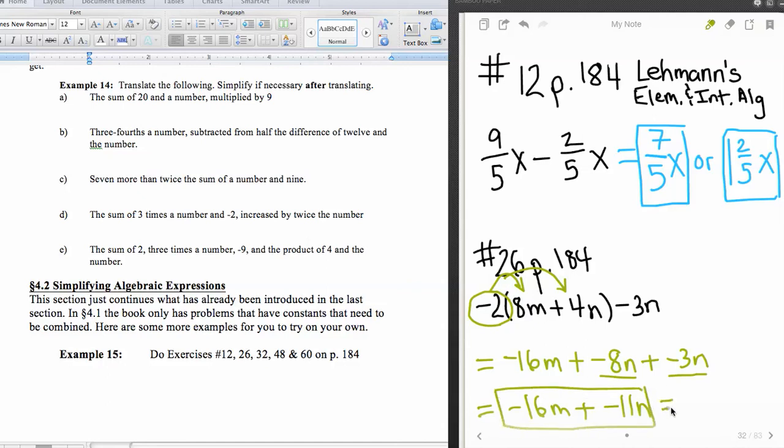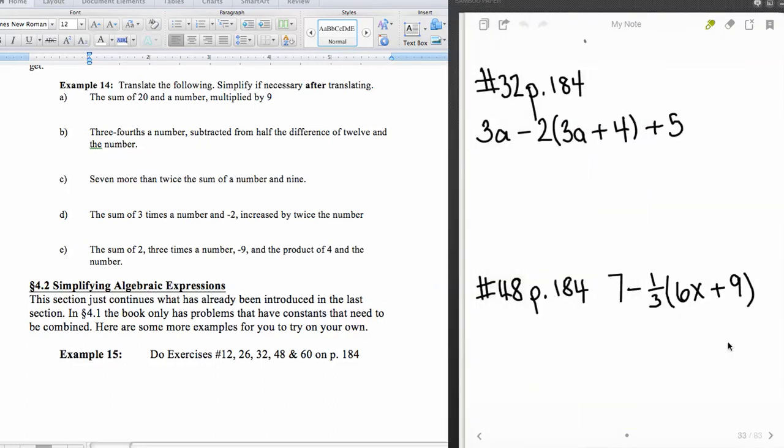an even better answer is -16m minus 11n. And that's the way we'd like to progress into writing our answers, because adding a negative is the same as subtracting a positive.